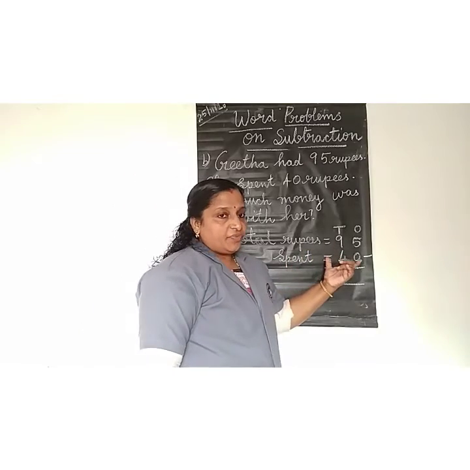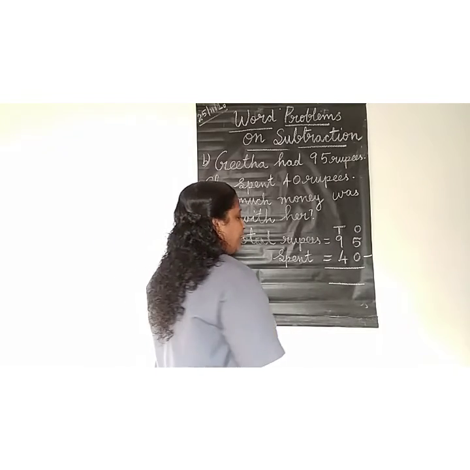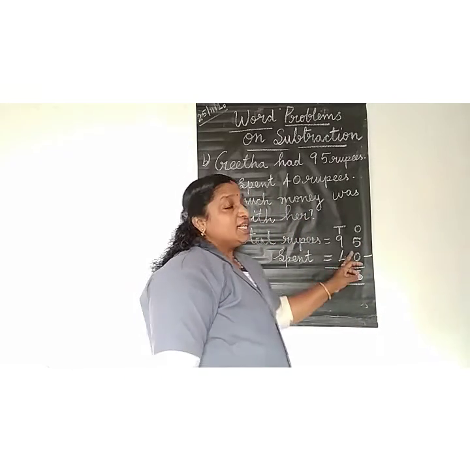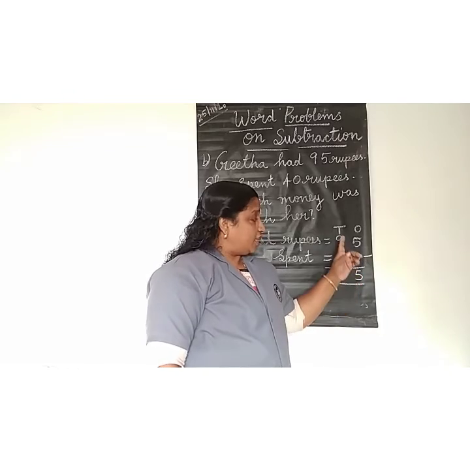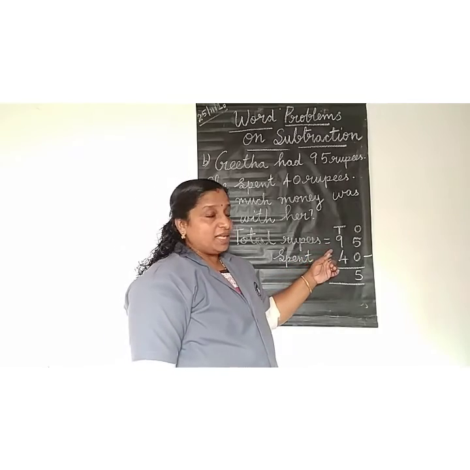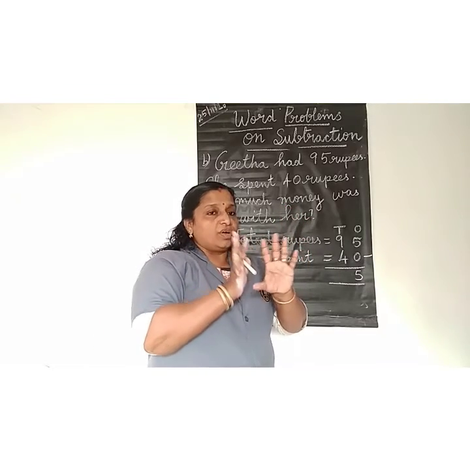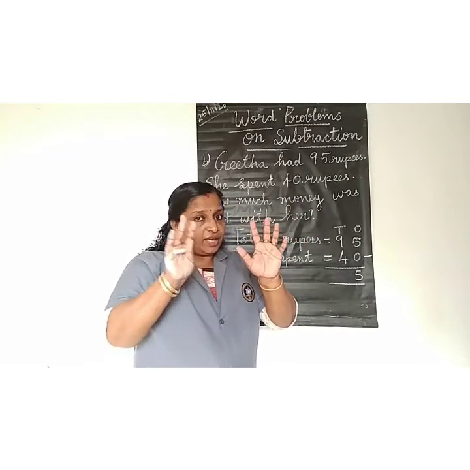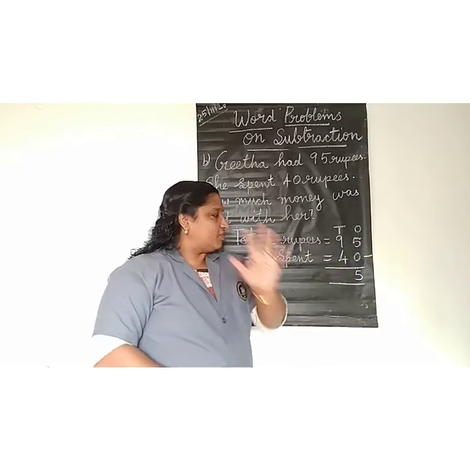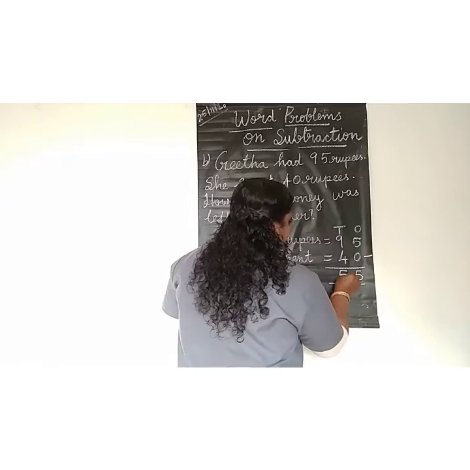So 95 minus 40. 5 minus 0. Yes, 5, the same number, because there is no number in the down, so bring that number down if you are having 0 in the downwards. Okay, not in the top, down. Okay, 5 minus 0, 5. Then what is the next number? Tens place. 9. From 9 cancel 4: 1, 2, 3, 4. Balance, yes, 5. So 55 rupees she got in her hand now.